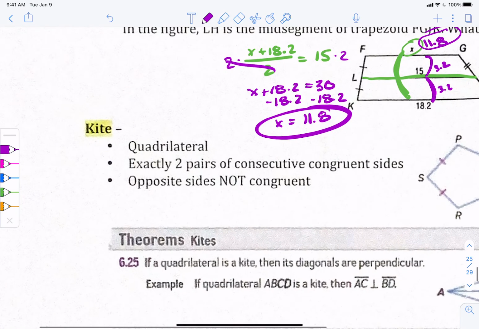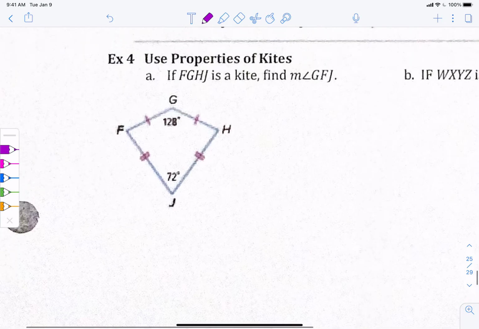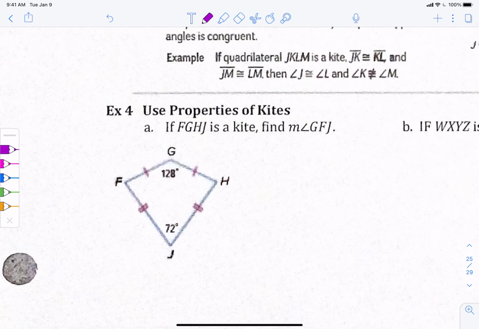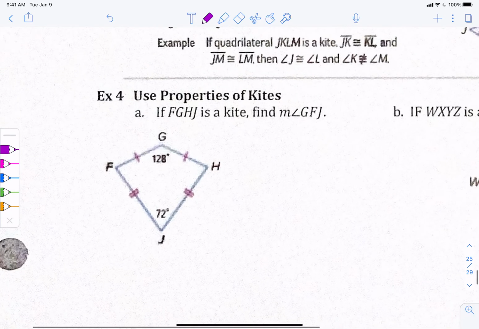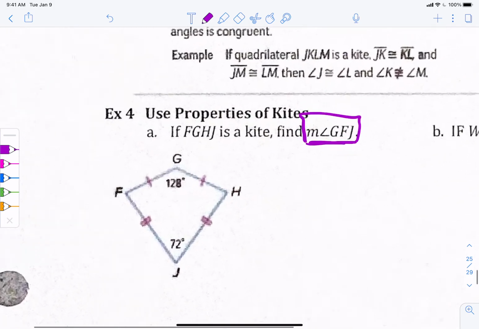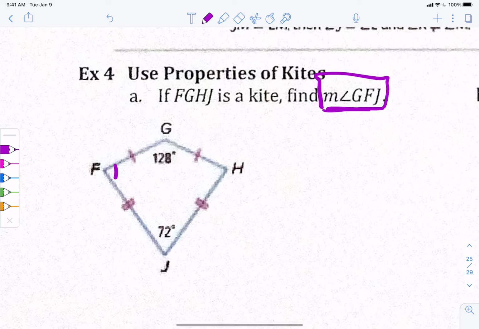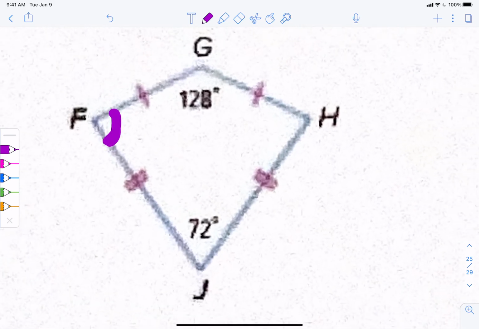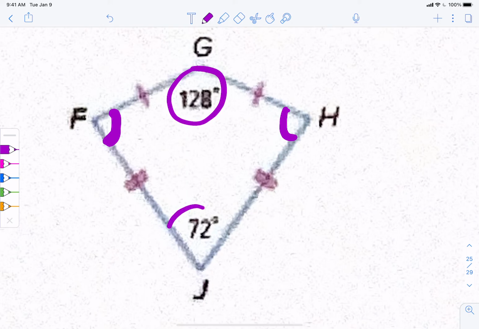Okay, moving on. Now we're talking about kites. Two more examples. Use properties of kites. It says this thing is a kite, and it wants us to find the measure of angle GFJ. Which one is angle GFJ? The F on the side. What do I know about that angle on the side? It's equal to H. I know that this is 128 and this is 72.